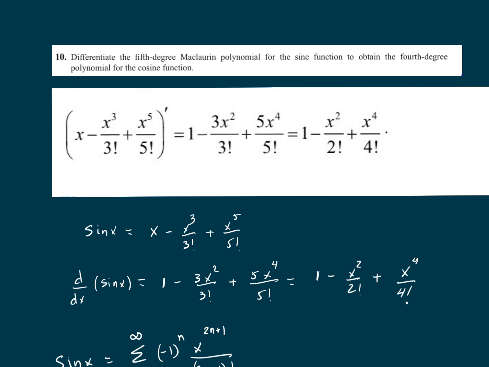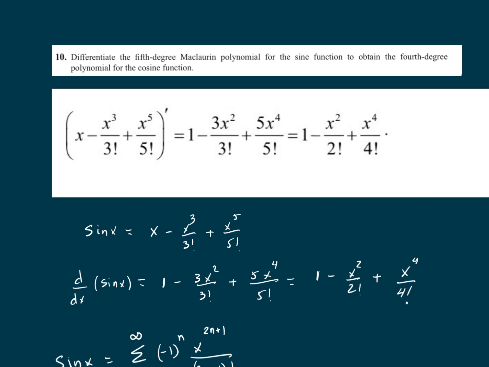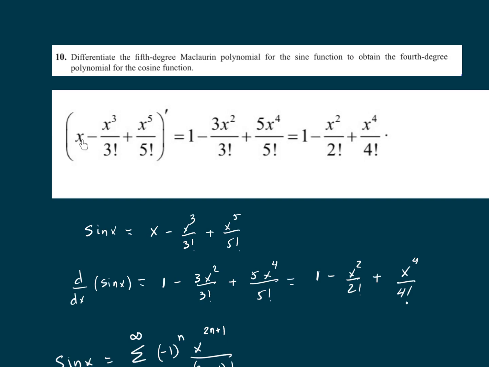So you start with the fifth degree Maclaurin polynomial of sine of x. You differentiate, and instead of the fifth degree polynomial, you will obtain the fourth degree polynomial of the derivative of the function, that is, the cosine of x. So let's do it.